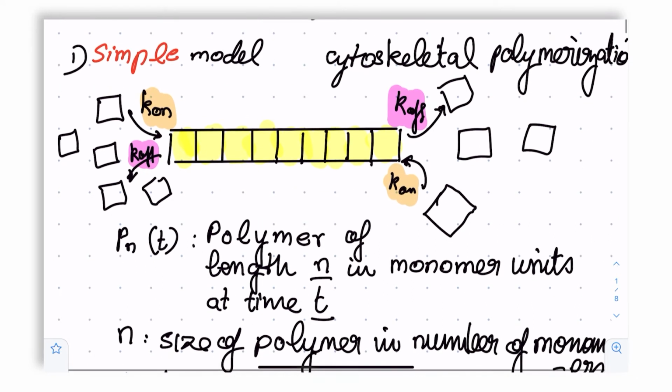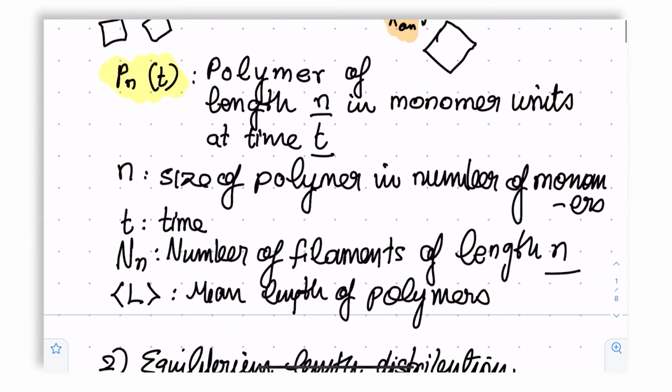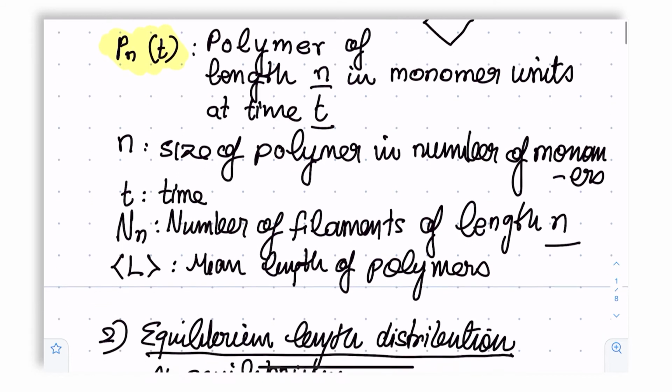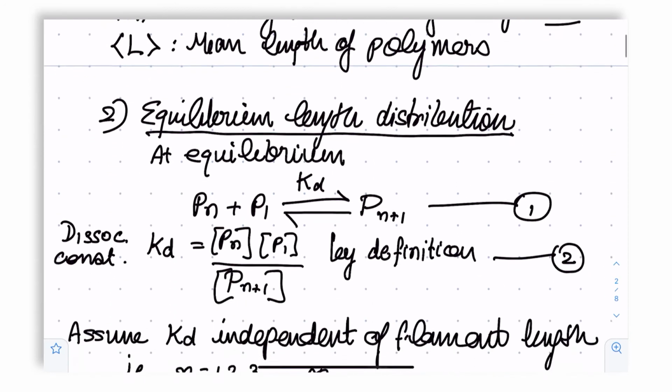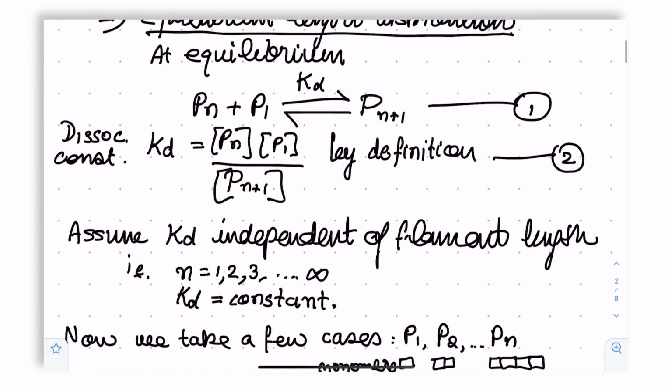And that this dynamics gives rise to a distribution of polymers, which we're going to try and make some sense of. So Pn at time t is the polymer of length n in terms of monomer units at time t, n being the length of the polymer in terms of number of monomers, t being the time. In that case, Nn is the number of filaments of length n, and L averaged is the mean length of the polymers. So what is the equilibrium length distribution like?